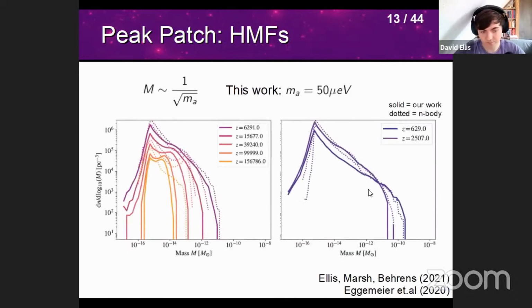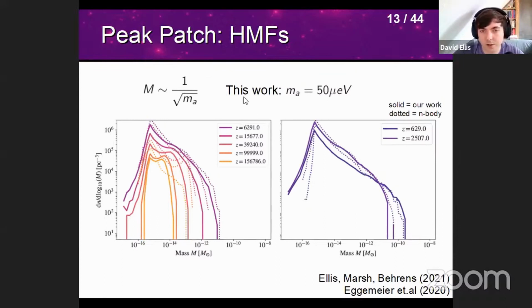Okay, and so we can now plug all of this into peak patch and calculate the halo mass functions. The solid lines now are our results from peak patch. The dotted lines are the n-body halo mass functions that Jens presented earlier, and I believe Javi did as well. And we see that they're in fairly good agreement. We have the same power law function. We also get something of this peak that Jens was mentioning, although it's maybe slightly different at very high redshifts.